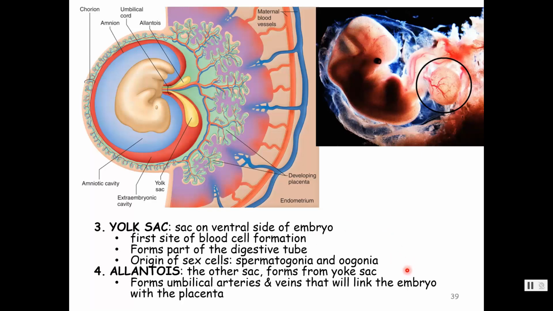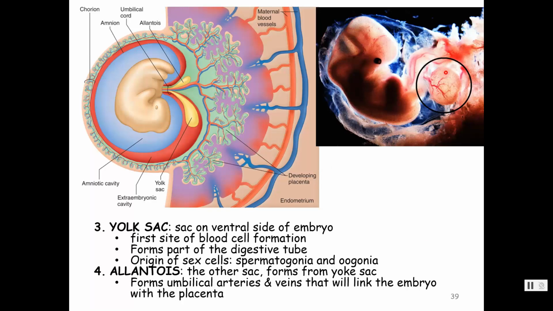The allantois, yes, I'm calling it the other sac. This is going to be the functional part of the umbilical cord, and you kind of see where it is. And so it's going to form the 2 umbilical arteries and the 1 umbilical vein that are actually going to link this fetus to the placenta. So that's going to be the lifeline between mother and baby.